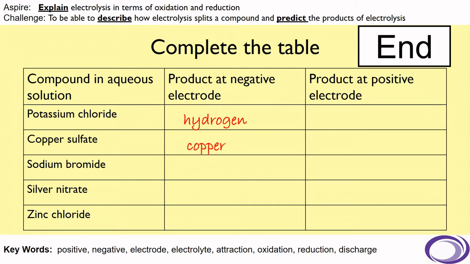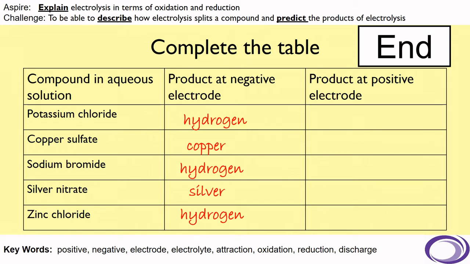Copper will form for copper sulfate. Again, sodium is more reactive than hydrogen, so sodium will not form, hydrogen will form for sodium bromide. Silver would form for silver nitrate, and again, hydrogen would form for zinc chloride, as long as they are in solution.